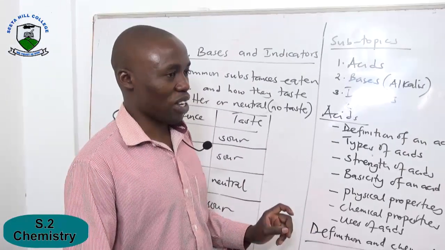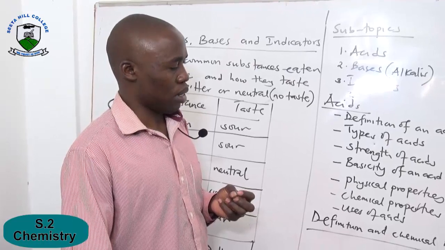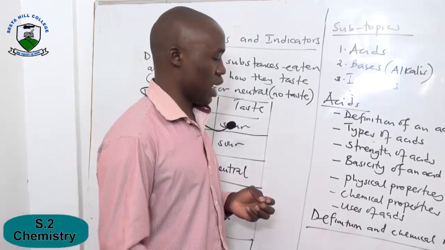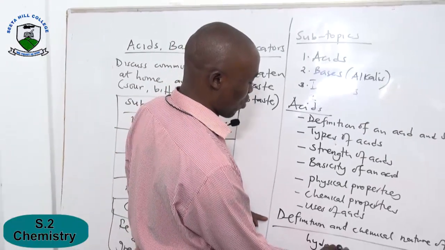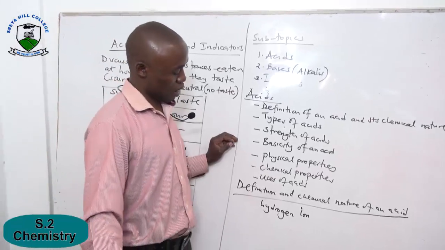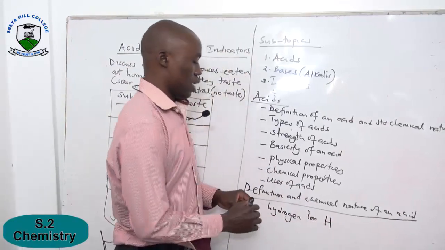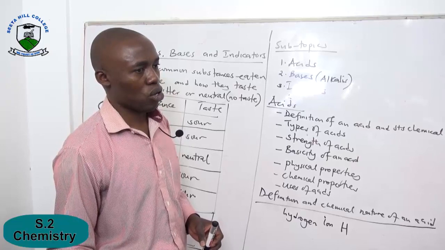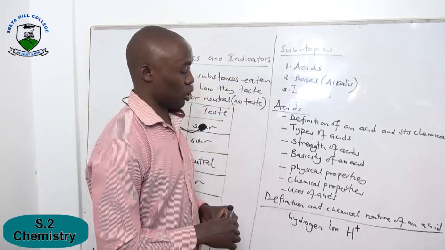Now, we've said that acids are sour. Inside the acid, there is a chemical substance or species that makes the acid sour. And that species is called a hydrogen ion. Now that word hydrogen ion, the hydrogen, as we saw in symbols, is represented by H. Then that atom has a charge, because we have two types of charges, either positive or negative. Then this hydrogen has a positive charge.